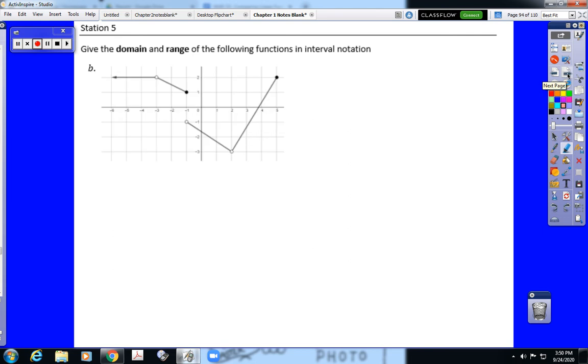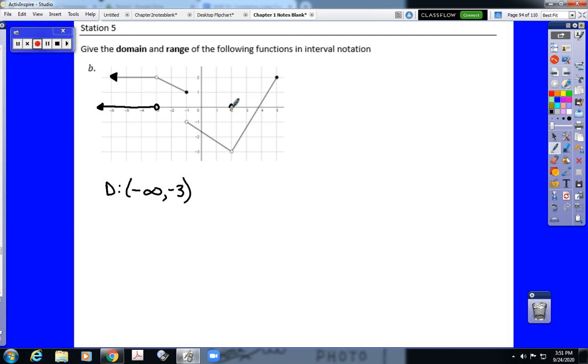On letter B, we do have some holes to worry about. So the domain, notice the arrow that says that this graph goes forever, which means it starts at -infinity and it runs to this first hole at -3. Now notice I'm using an open bracket symbol at -3 because that value is not included in the domain.